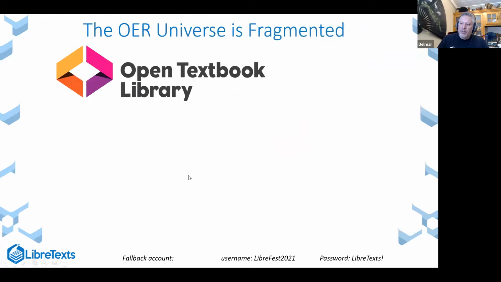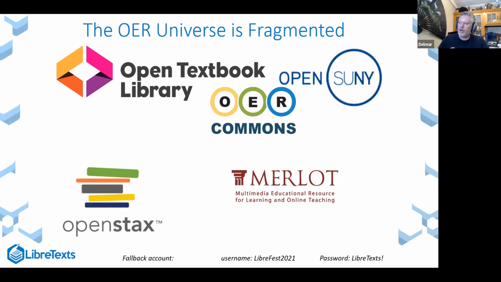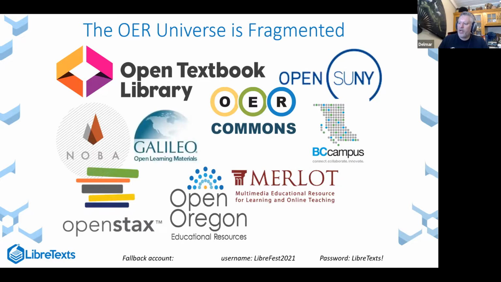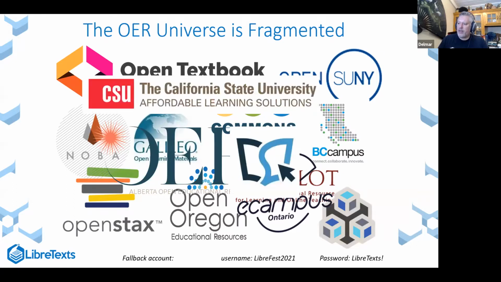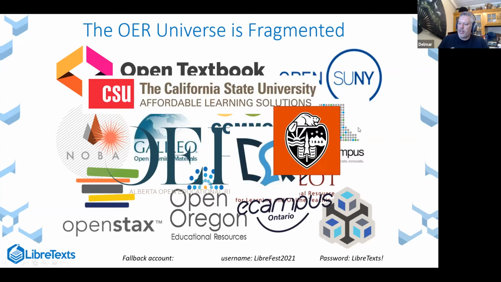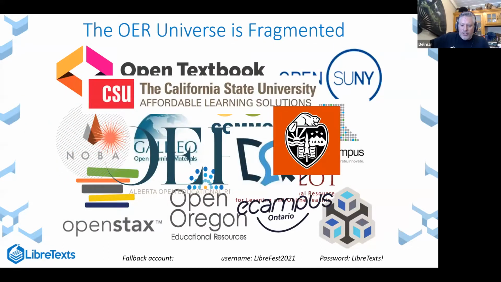Okay, so the OER universe is fragmented. If you look at the various places that you can find OER out there, you can find it in a variety of spots. I already mentioned the Open Textbook Library, this referatory where you can find various things. OER Commons, which is largely a referatory but does have some editing capabilities, is out there. OpenStax, Merlot, Open SUNY, Galileo, Open Oregon, NOVA, BC Campus, eCampus Ontario, Alberta, Hawaii, SAILOR, California State University, Oregon State University. I think there's a third one. Nope. The OER content is distributed all over the place.